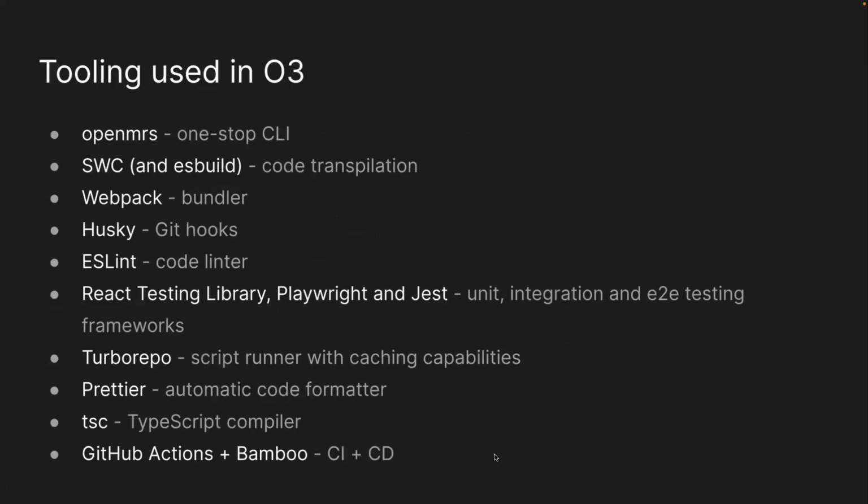Tooling in O3. We have a tool called OpenMRS, which is a one-stop CLI. SWC has been a really important tool for us for code transpilation. It's been especially helpful for quickly updating after a user takes an action on the React front end. Webpack has been a key bundler for us and is where we managed to make some performance improvements in the last year. Husky. ESLint is our code linter. We use a lot of the React Testing Library, Playwright and Jest.